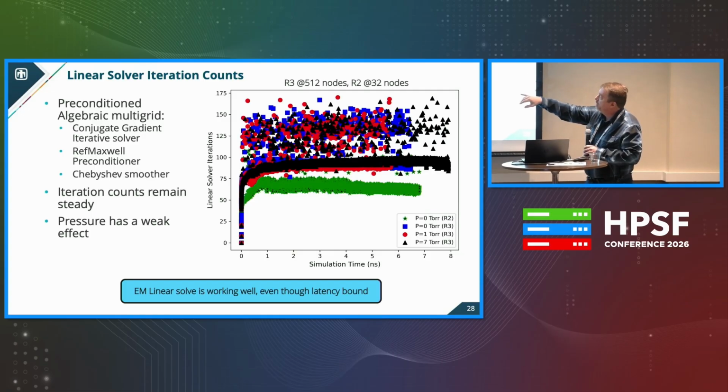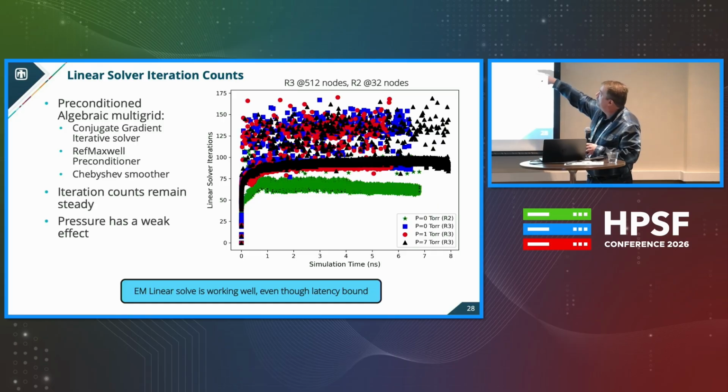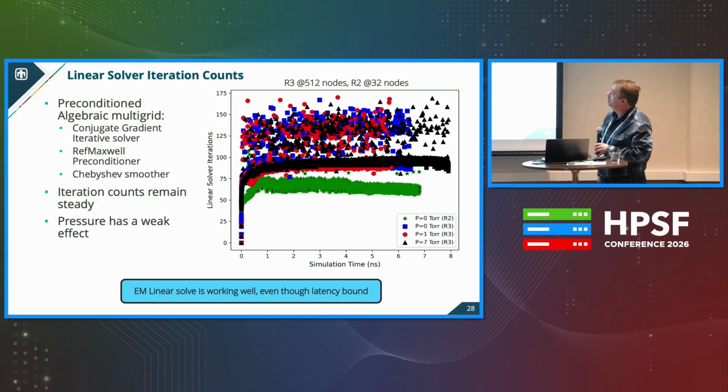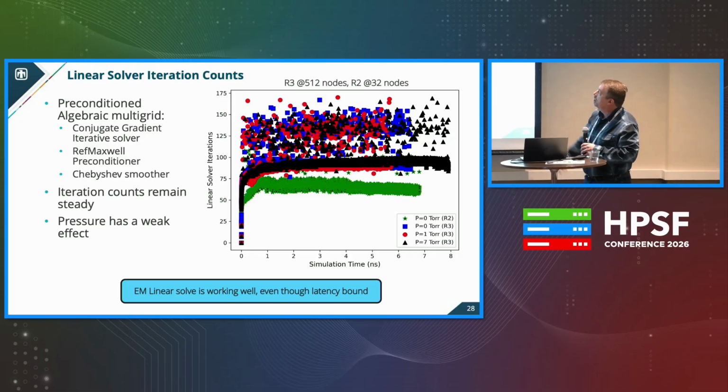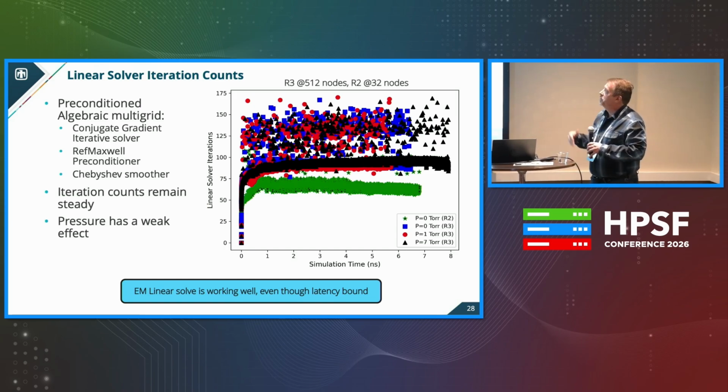For each of the solves, there's one solve per time step. And what you can see, there's one mesh that's run at 512 nodes for R3, and then it's just different pressures. The blue, the red, and the black are just different pressures. For the most part, it's bounded at about 100 iterations, but you do see this scatter all the way up to 175. So people not happy with 200 iteration.